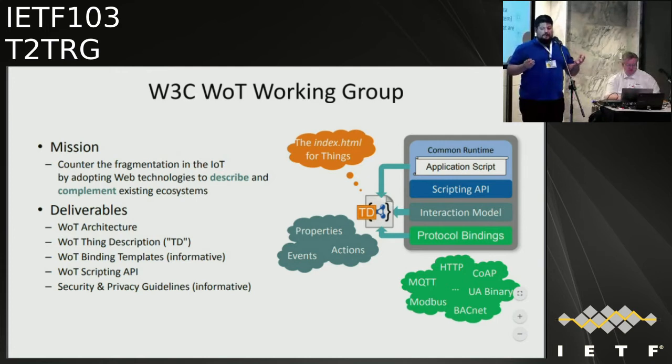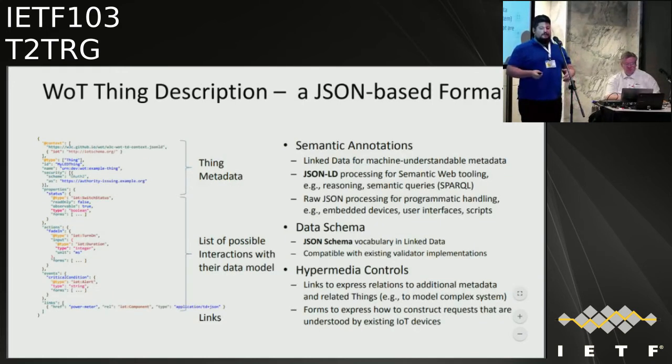To give a quick overview of these main deliverables, this thing description is a JSON-based format. That's just because of the popularity for developers and also data scientists and so on. So it's basically made out of three features. One is that we can provide these semantic annotations that we just heard from Michael. So it's about controlled vocabulary, and you can annotate specific parts with words that a group of people agreed on. This is where we collaborate, for instance, with the IoT schema org activity.